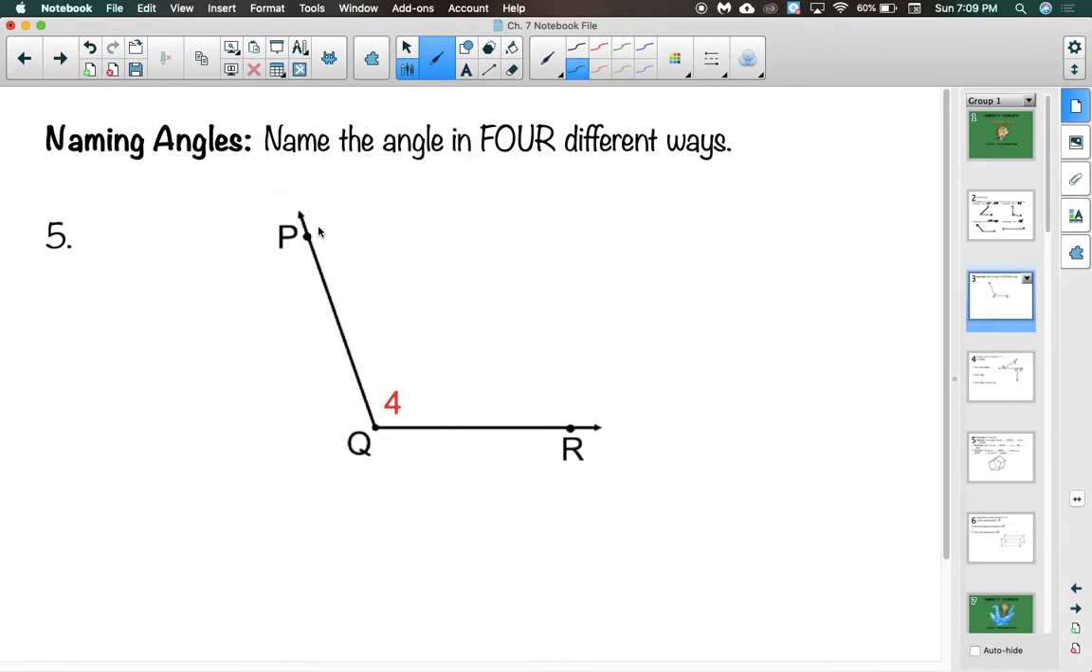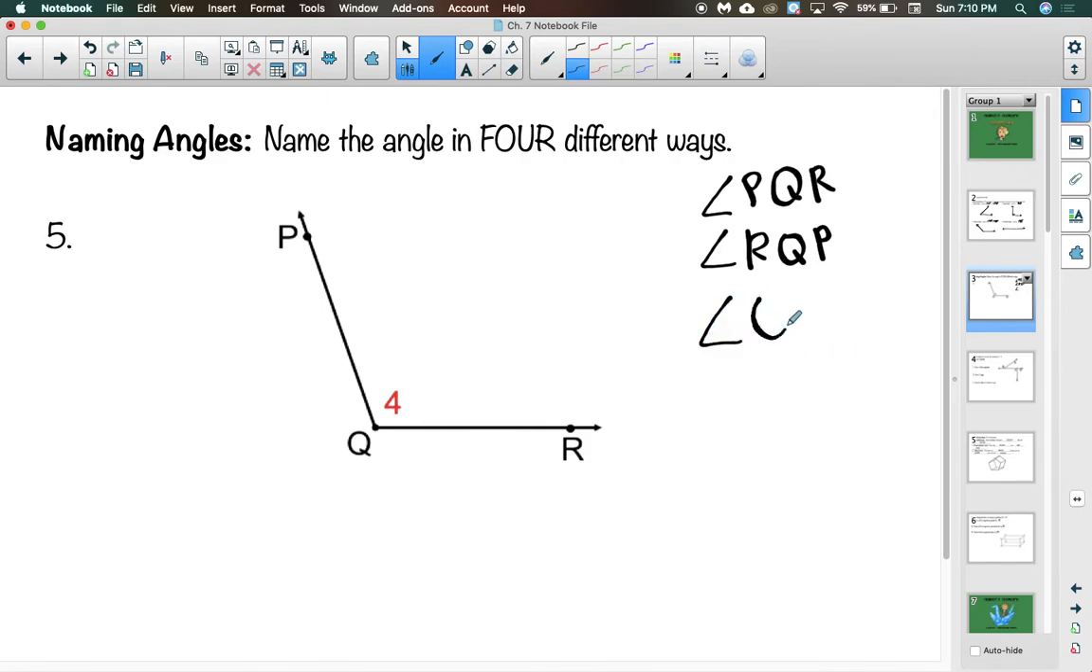So we're going to start off with the 3-letter name. We can call this angle PQR. Angle PQR. Notice the Q is in the center when I put my 3 letters. That's really important. Q is the vertex, R is on the other ray, and so that order is really important. We could name this in reverse as well. Angle RQP is another name for this same angle. You cannot put the R in the middle or the P in the middle because they're not the vertex. So that Q is very important. It is the vertex point.